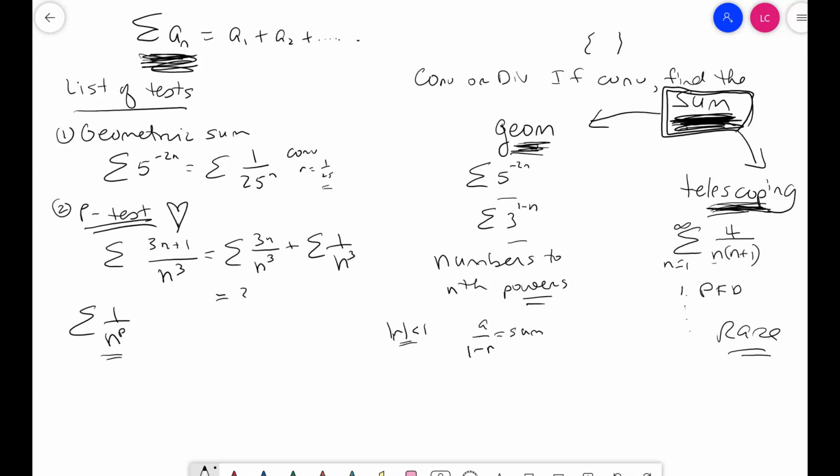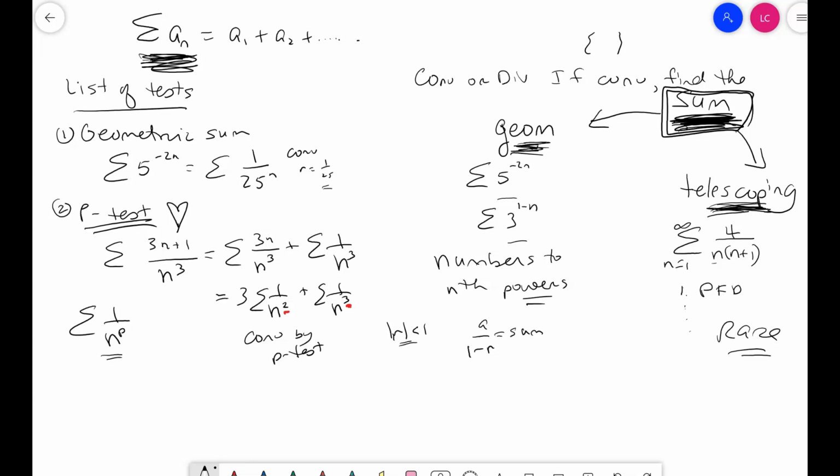So this here, you could pull the 3 outside if you wanted to. 1 over n cubed. So remember, it's this number here. If this number here is bigger than 1, they both converge by p-test. And so converge plus converge means converge, right?